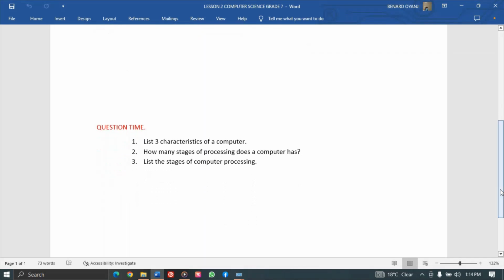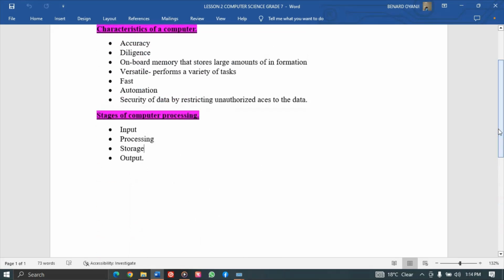So the first question: list 3 characteristics of a computer. A computer has got different characteristics. You as a learner, how many do you know up to now? We talked of diligence, we talked of onboard memory, we talked of security of your data, and many others. We talked of security of data by restricting unauthorized access to the data. We also talked of automation, and we also talked of being very fast.